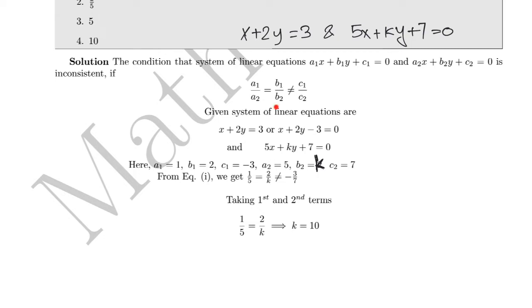Let's put a1, a2, b1, b2 and c1, c2 in this. We can see that a1 upon a2 is equal to 1 upon 5, b1 upon b2 is equal to 2 upon k, which is not equal to c1 upon c2, that is minus 3 upon 7. We have to compare these two ratios: 1 upon 5 is equal to 2 upon k. This shows k is equal to 10, so option 4 is correct.